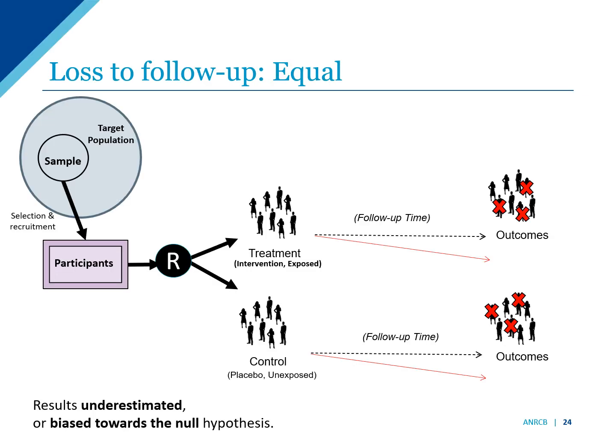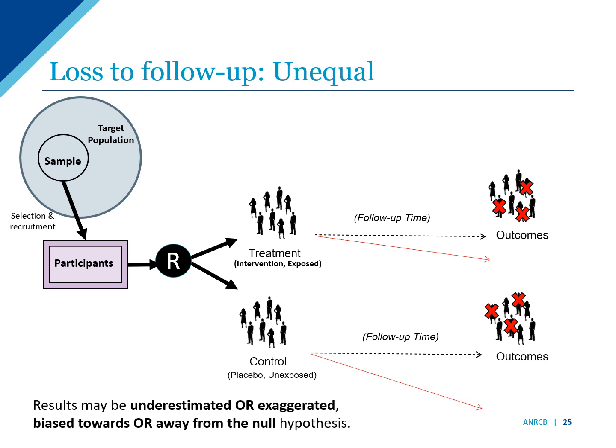When loss to follow-up is random or occurs equally between treatment and control groups, there is an impact on the ability to detect an effect size between groups. Results will be biased toward the null hypothesis or underestimated. When loss to follow-up occurs differently between treatment and control groups, we get bias in differential rates of retention, and this may bias our study results either away from or towards the null, which then exaggerates or underestimates the results, depending on which group is suffering greater loss to follow-up.